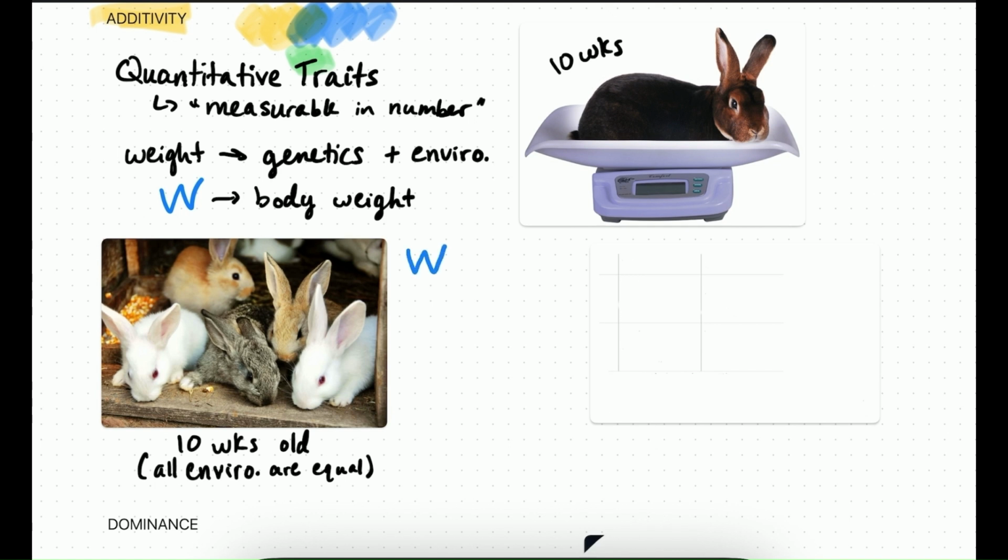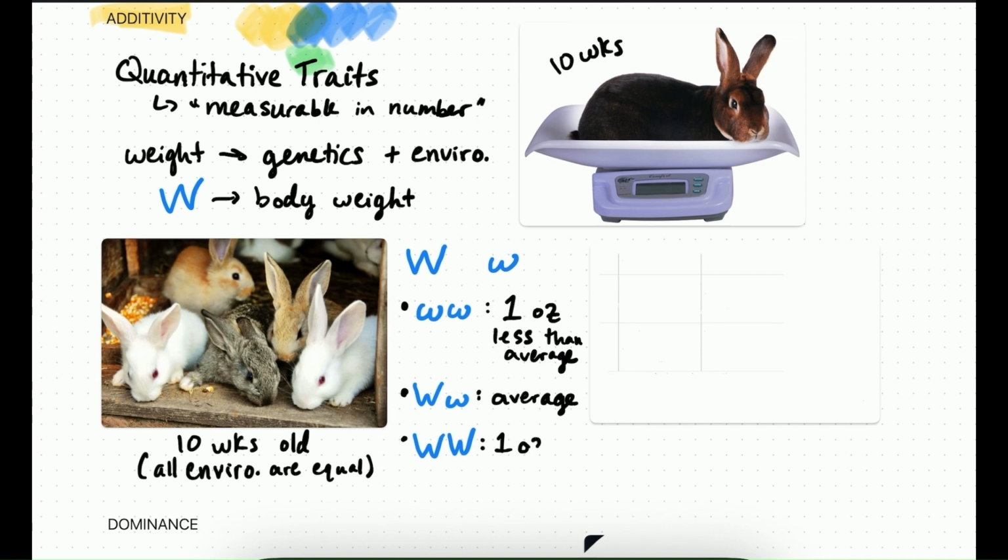Alleles big W and little w have an additive relationship. In this example, a rabbit with genotype little w, little w weighs 1 ounce less than the average 10-week-old rabbit. A big W, little w rabbit weighs the same as the average. And a big W, big W rabbit weighs 1 ounce more than the average rabbit. All the alleles present in the genotypes can be observed in the phenotypes. They appear additively. With each additional W allele, the rabbit is 1 ounce heavier.